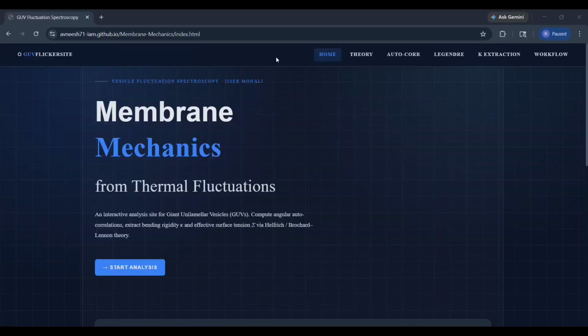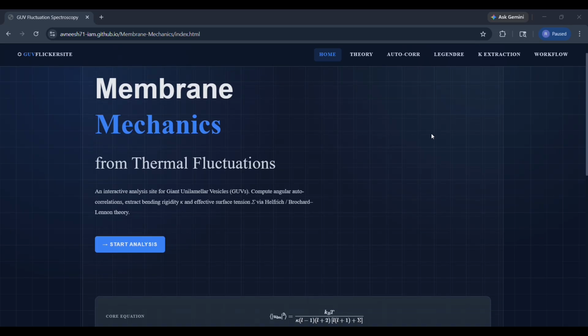We'll go from theory to practical parameter extraction and see how to estimate membrane bending rigidity from fluctuation data. There are 5 practical modules: theory background, angular autocorrelation visualization, Legendre mode spectrum, kappa extraction using chi-square fitting, and a full computational workflow that shows each calculation step. The core idea is simple: contour fluctuations encode membrane mechanics, and we decode those fluctuations using spherical harmonics and Legendre decompositions.